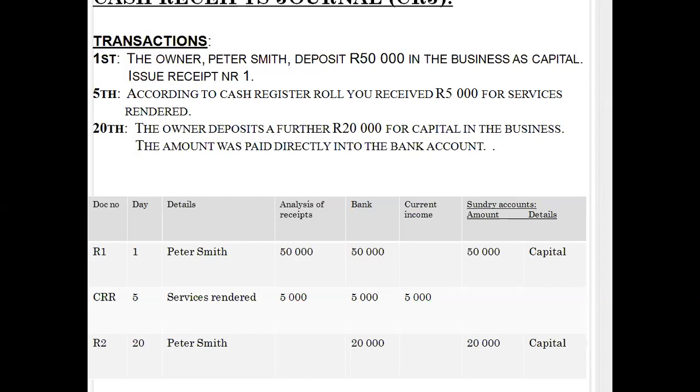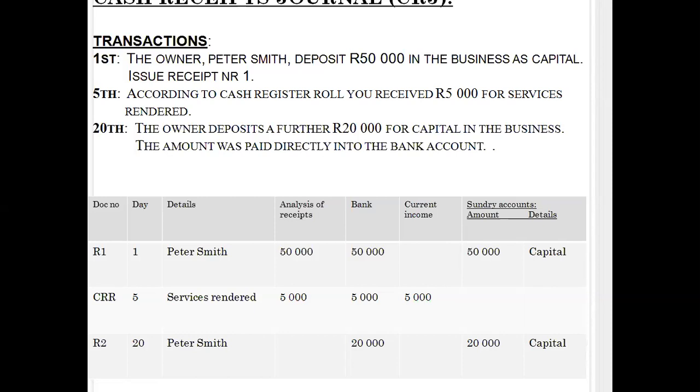So then it must first go to analysis of receipts before it can go to bank. So 50,000 with analysis of receipts, 50,000 with bank. But you still need to say what the transaction was all about. It was for capital. And again, guys, look at the top where the subheadings are. There's not a capital column. Therefore, you take it to sundry accounts, and the amount 50,000, you say what it is for: capital.